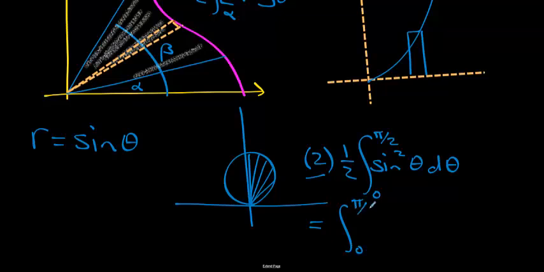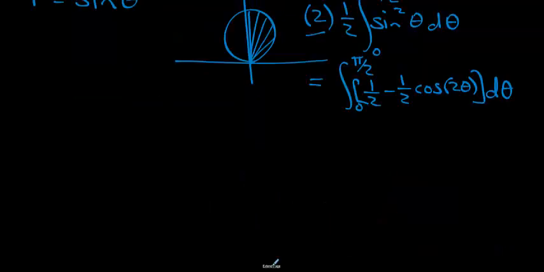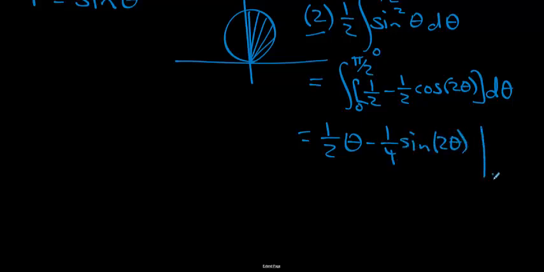But now, I'm going to replace the sine squared. How do we integrate that? Do you remember how to integrate sine squared? Well, remember it goes like this: 1/2 minus 1/2 cosine 2 theta. Do you remember that? The power reducing formula? That's something we did a while back. Now we go ahead and integrate that, and we get 1/2 theta minus 1/4 sine 2 theta, and I'll go from 0 to pi over 2.